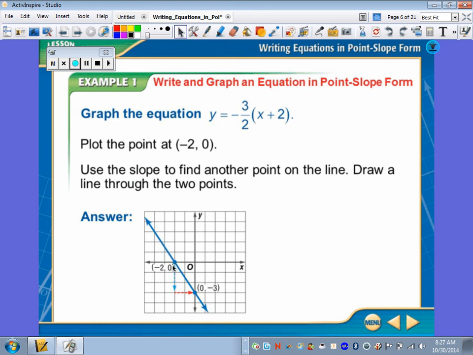And then I still do my slope. So I'm still going to go down 3 and to the right 2. Wherever that point is, that gives me my two points. The only difference here is that this starting point might be on the x-axis, or it could be anywhere. As long as you have a slope, you can still graph it, okay?